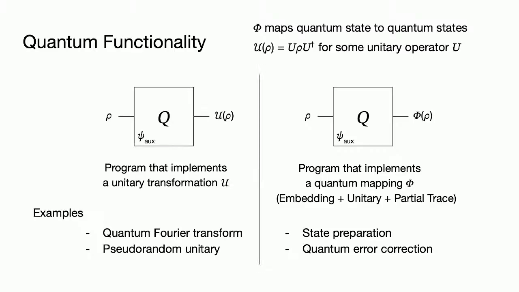And in this work, we will focus on programs that implement unitary transformations, which has the effect of applying some unitary operator on the quantum input. So one notable difference between a unitary transformation versus a general quantum map is that a unitary transformation does not have this embedding and partial trace. So a unitary transformation will have the same size of input as the output. But even with this restriction, unitary transformations are still very expressive. They cover all classical functions after they've been made reversible, and also the examples of, say, quantum Fourier transform and pseudo-random unitaries on the left. And the examples on the right correspond to more general quantum maps.